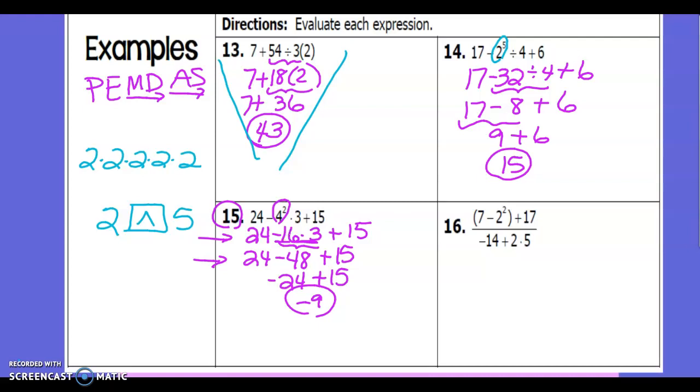Again, I can't stress enough, notice my work. Do one step at a time so that your work ends up looking like that V shape. Let's look at the last problem.